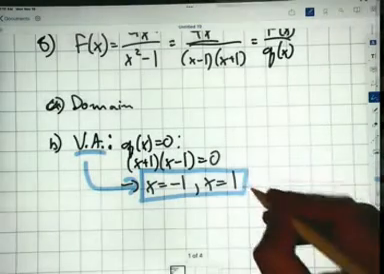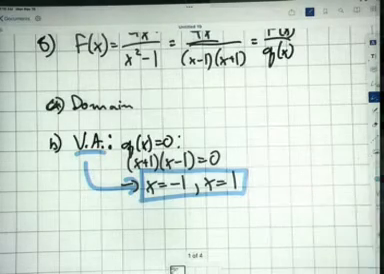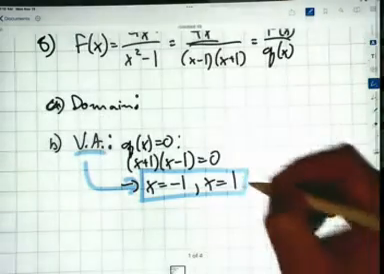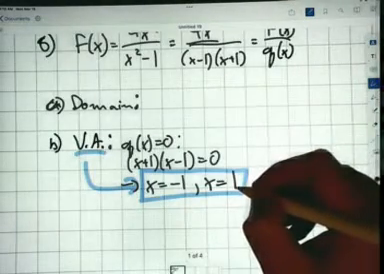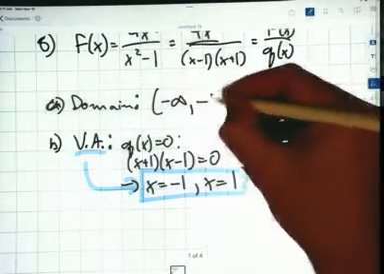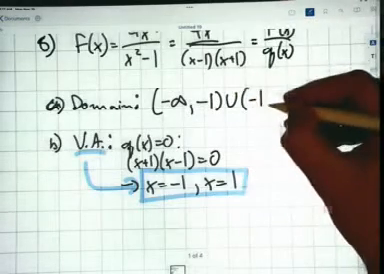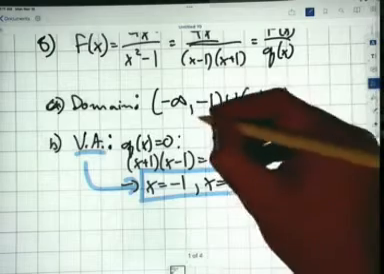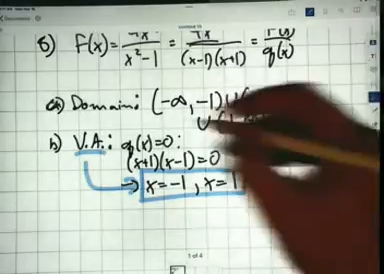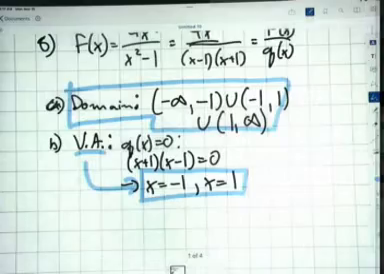And because the vertical asymptotes are where the function is undefined, or another way to think about what it means to be undefined, it means what you can't plug into the domain. That means my domain is everything from negative infinity all the way up to negative 1, but not inclusive, union with everything from negative 1 to 1, unioned with everything from 1 to infinity. So there's our domain of this function.